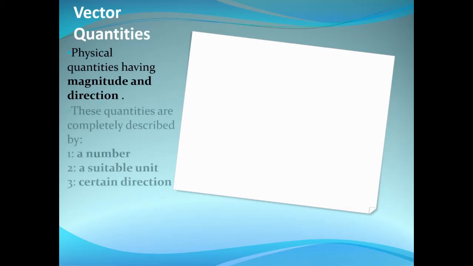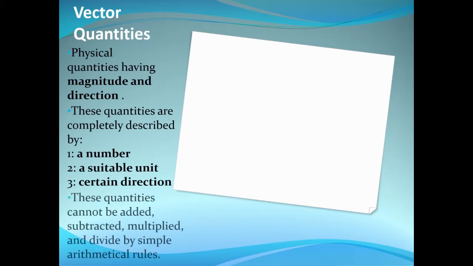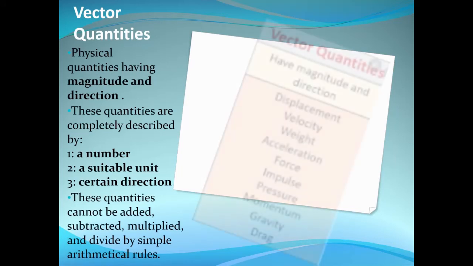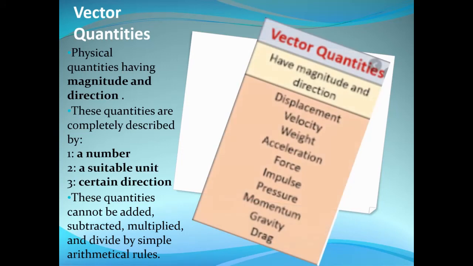Now, vector quantities are physical quantities that have magnitude and a direction. These quantities are completely described by a number, a suitable unit, and a certain direction. We cannot add these simply using arithmetic rules. That is why there's a whole section on vectors in both the grade 10 and the grade 11 curriculum. Examples: displacement, velocity, weight, acceleration, force, impulse, pressure, and so on.